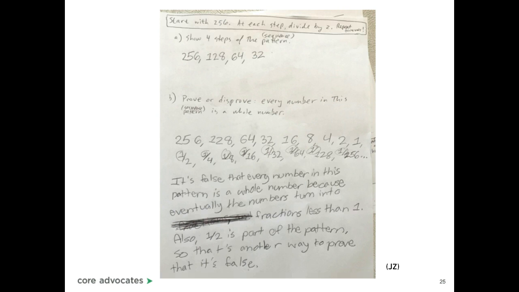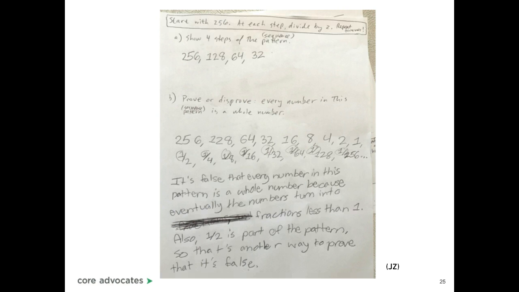I mentioned earlier patterns and this bugbear of sequence problems where they show you a sequence and they ask you for the next term. I think we can often make those problems more interesting if we give the rule for the sequence as it is here. This is my handwriting. Start with 256, at each step divide by 2, repeat forever. Forever is another challenging or exciting idea in math, that something can go on forever.